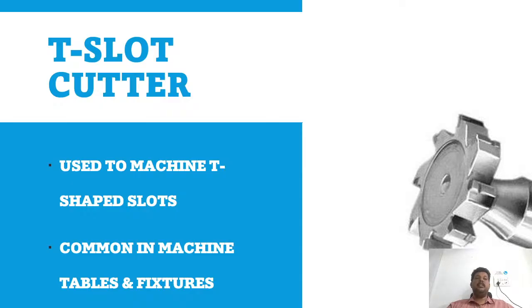Now, why is it called a T-slot? Because the cross section of this slot looks like the letter T. There is a narrow opening at the top and a wider portion inside. Now, here is the most important point. You cannot directly use a T-slot cutter on a solid surface. First, you have to create a normal straight slot using an end mill. Then this tool is used to expand the bottom portion. That's how the T shape is formed. So always remember, the T-slot cutter is a second operation tool, not a starting tool.